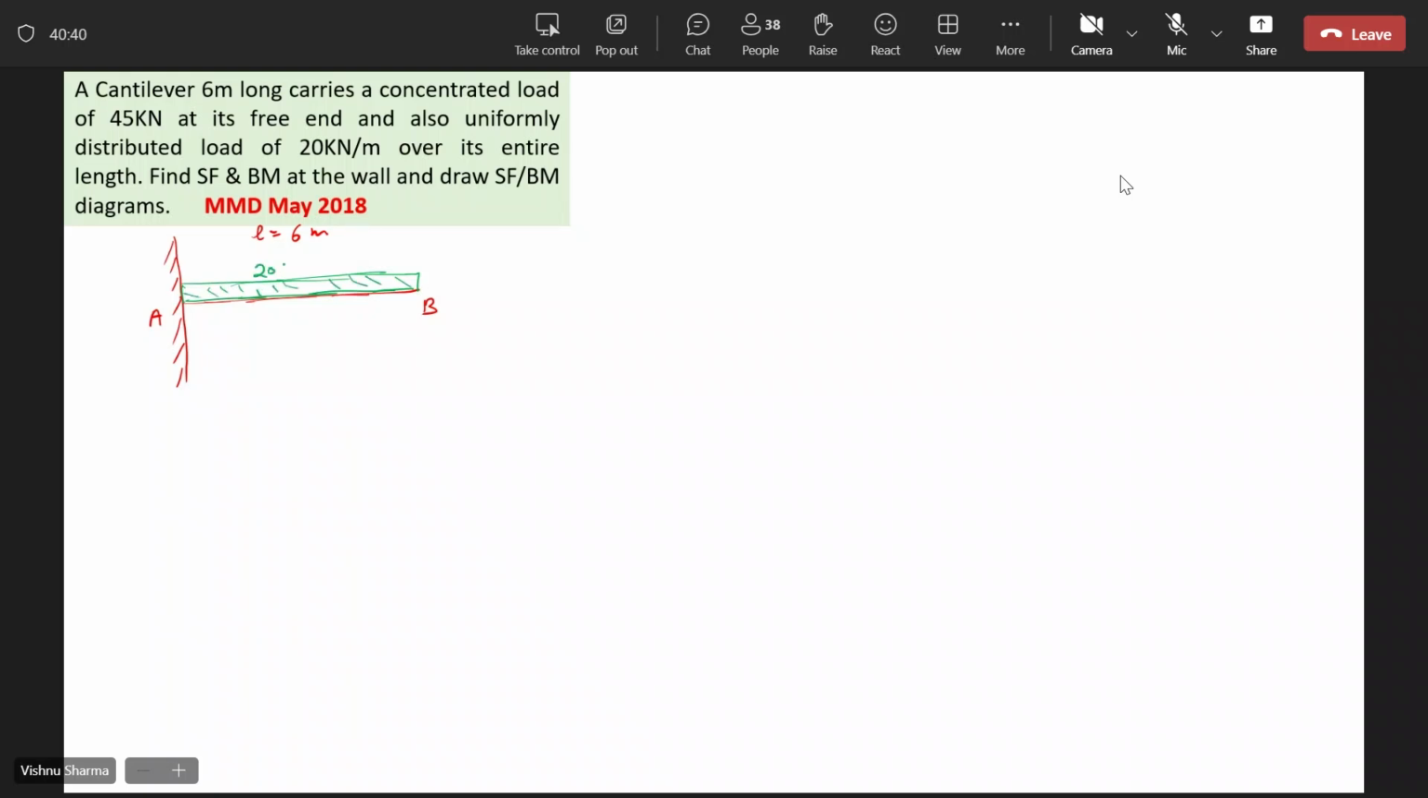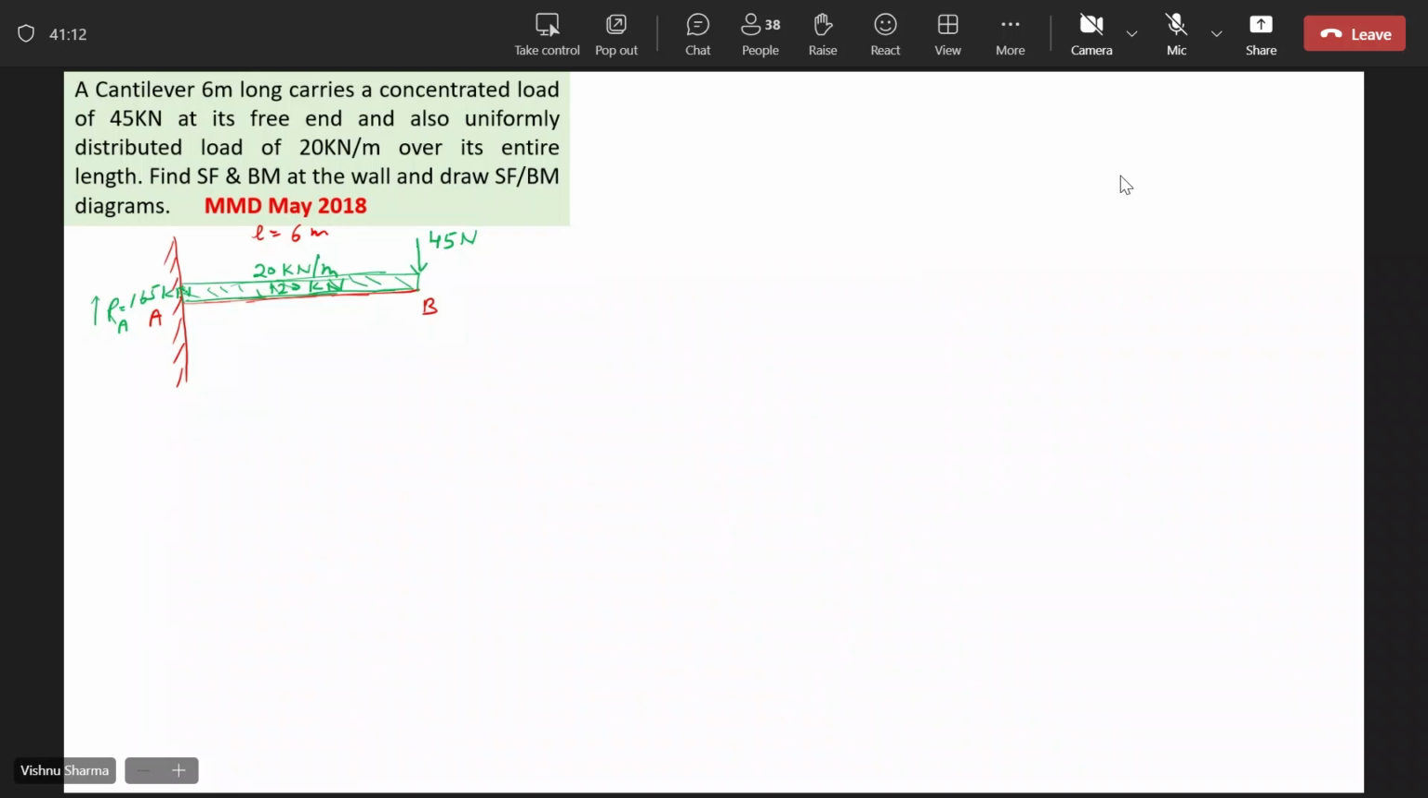So 20 kilonewton per meter over 6 meters means total of 120 kilonewton. And 45 kilonewton is the weight here. So guys, there is a total downward force of 165 kilonewton. This reaction will act at A. RA will be equal to 165 kilonewton. No calculation for reaction is required.